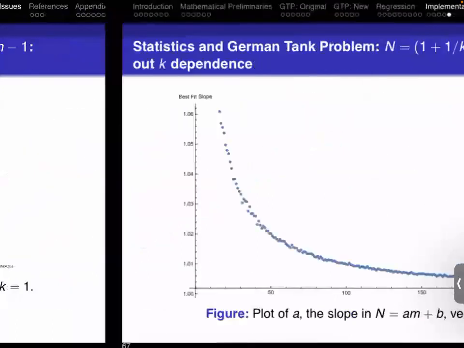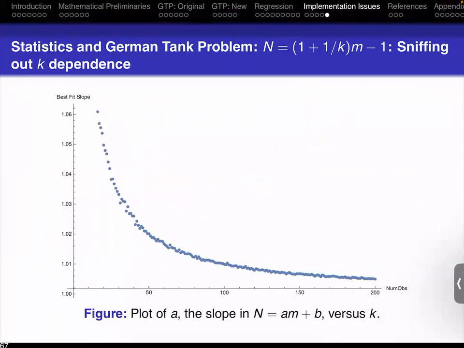All right, for the last 5 minutes, I want to end with the shocker. This was doing things for a specific value of k. We can use statistics to guess the functional formula as a function of k. So what I'm going to do is for each choice of k, I'm going to plot the slope in n equals a times m plus b. So I'm going to do my method of least squares, and I'm going to find the best fit value.